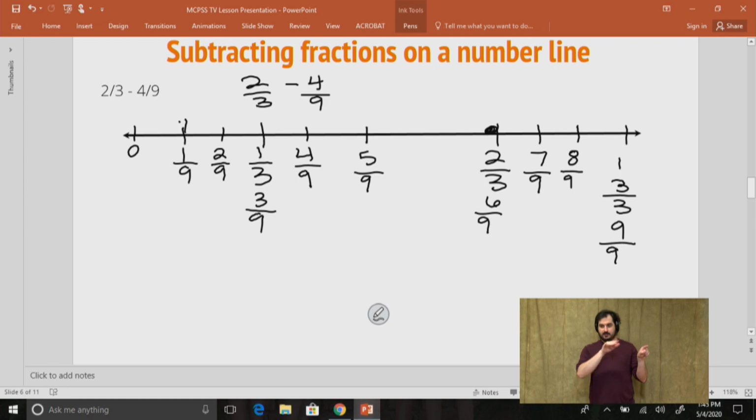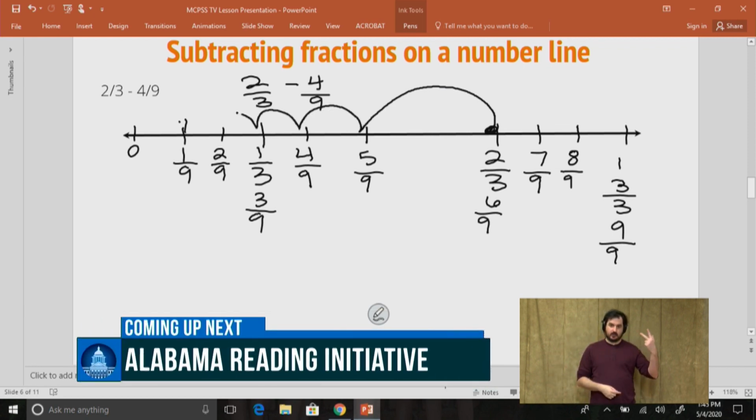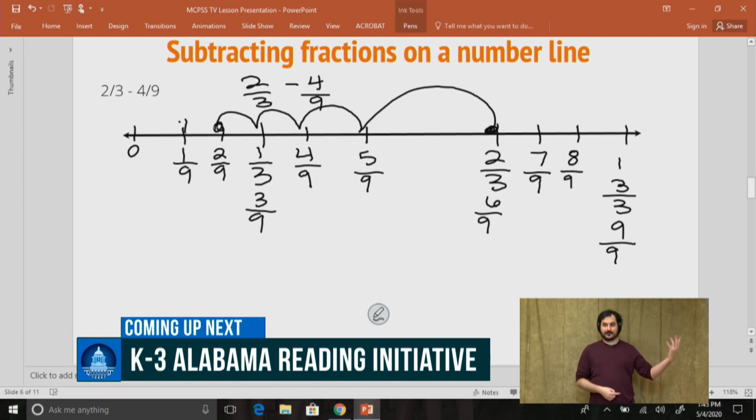Well, 4/9 is all the way over here, so I'm going to subtract. I have to go this way, so I'm going 1, 2, 3, 4, and I land here, and that gives me 2/9. So I can say that 2/3 minus 4/9 equals 2/9.